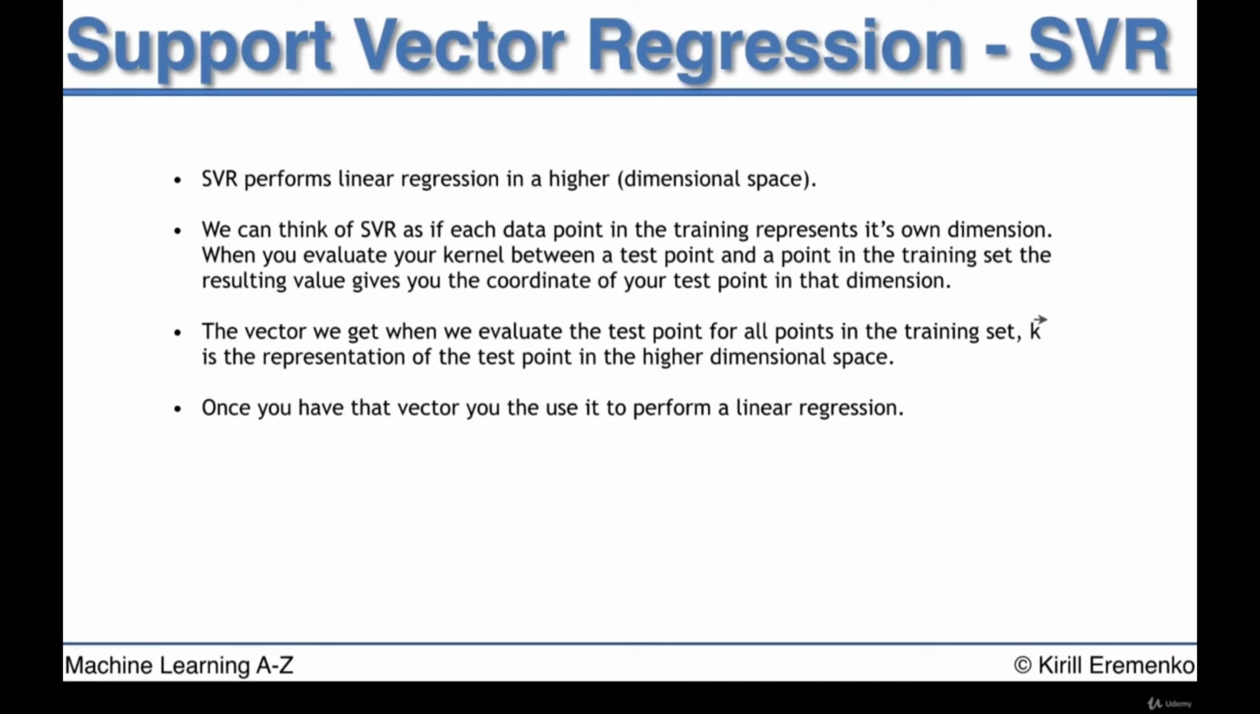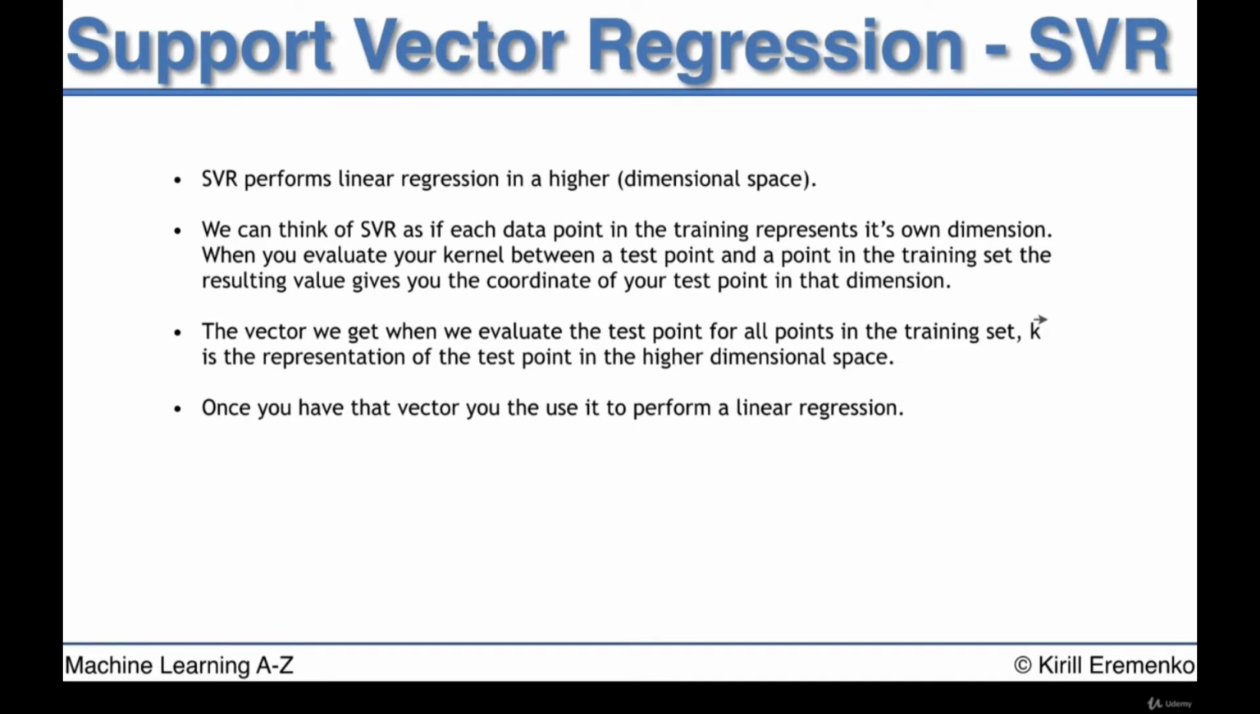SVR performs linear regression in a higher dimensional space. What does that mean? Try to think of it as if each data point in the training set represents its own dimension. When you evaluate the kernel between a test point and a point in the training set, the resulting value gives you the coordinate of your test point in that dimension. The vector we get when we evaluate the test point for all points in the training set, the k vector, is the representation of the test point in the higher dimensional space. And once you have that vector, you then use it to perform a linear regression.